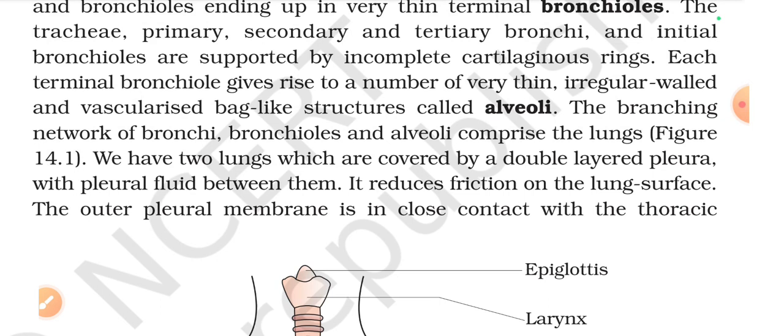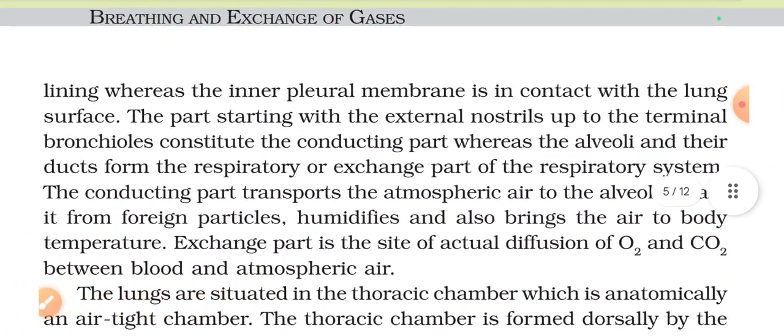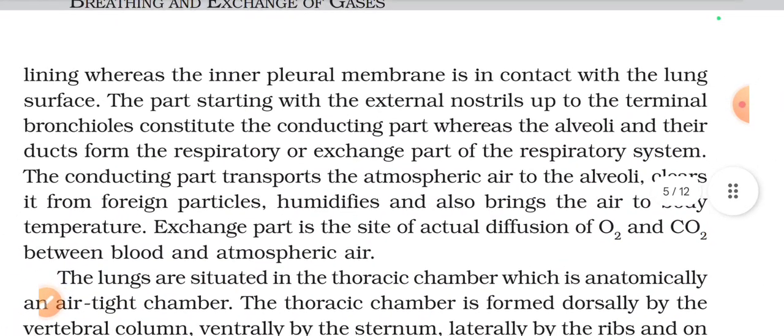The outer pleural membrane is in close contact with the thoracic lining, whereas the inner pleural membrane is in contact with the lung surface. The part starting with the external nostril up to the terminal bronchioles constitutes the conducting part, whereas the alveoli and their ducts form the respiratory or exchange part of the respiratory system.